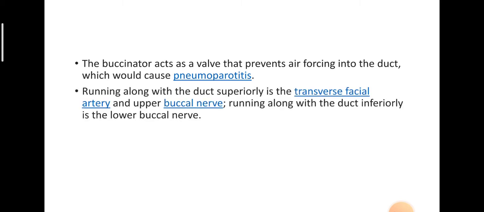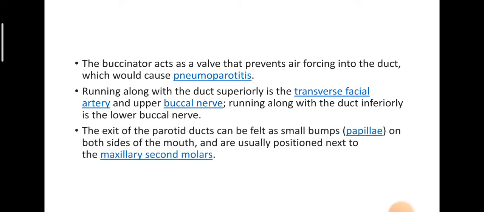Running along with the duct superiorly are the transverse facial artery and the upper buccal nerve. Running along with the duct inferiorly is the lower buccal nerve. The exit of the parotid ducts can be felt as small bumps called papillae on both sides of the mouth, usually positioned next to the upper maxillary second molar tooth. The maxillary second molars.